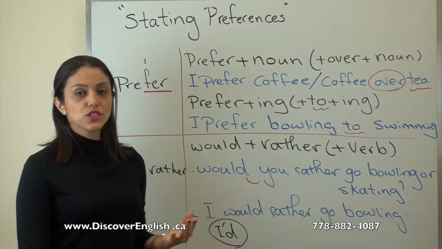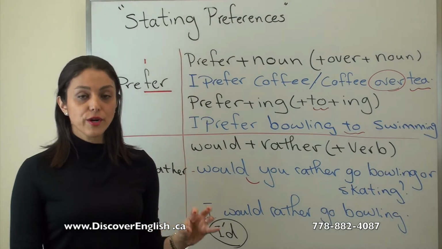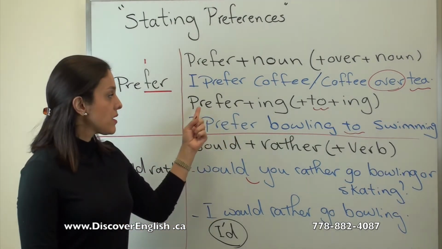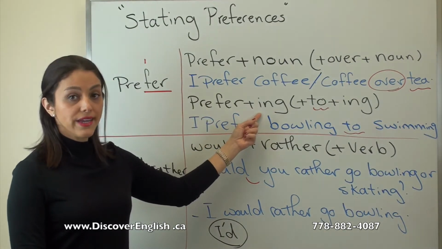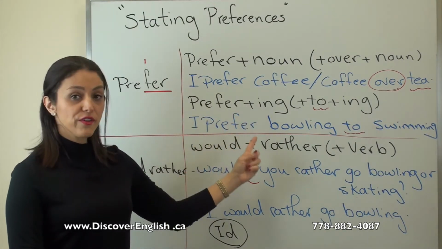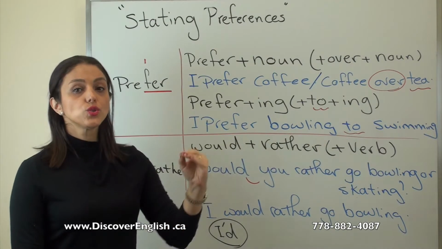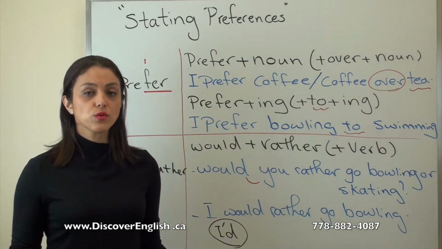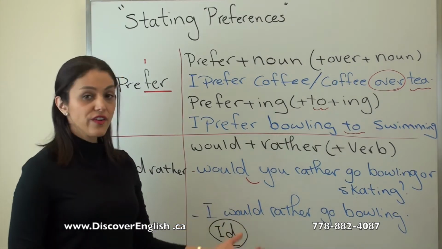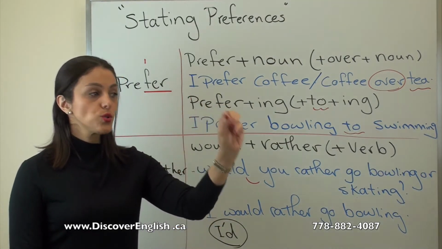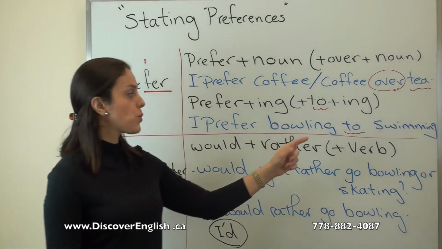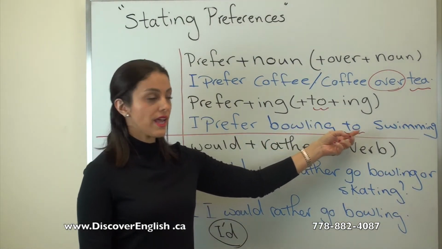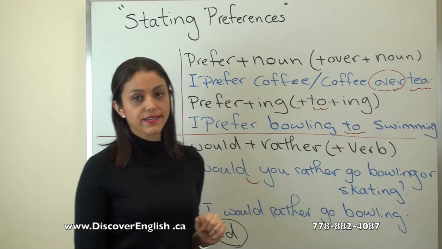The other way to use prefer, whenever you have a verb after prefer, of course you will have ing. Prefer plus verb ing. I prefer bowling to swimming. So when you compare, which one would you prefer? I prefer bowling to swimming, right? So whenever you have a verb, you have to use to, and after the second verb with ing again.